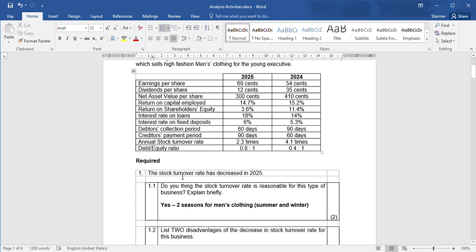Right, the first question asks you if stock turnover rate tells you stock turnover rate has decreased and whether you think it's reasonable for this type of business. Remember, stock turnover rate is the number of times stock is bought and replaced during the year. And it has decreased from 4 times a year to 2.3 times a year. But because you're selling men's clothing, you basically have 2 seasons for men's clothes, summer and winter. So therefore, the stock turnover rate is still reasonable for this type of business.